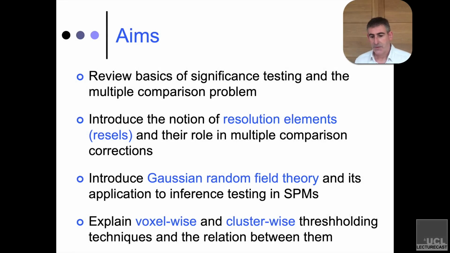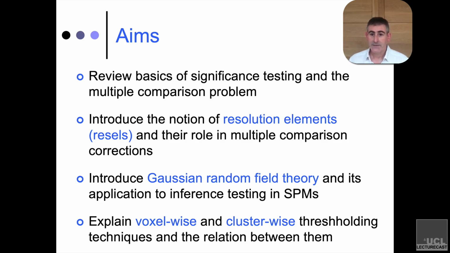So this week's aims are to review the basics of significance testing. I just want to make sure everybody's on the same page. And then I'm going to introduce the idea of a resolution element. We've talked about pixels as picture elements in a 2-dimensional plane, like on a TV or on a computer screen. And then we've talked about voxels as 3-dimensional elements. A resel is also a 3-dimensional element that takes into account some of the practicalities of what we're doing, independent of the actual number of voxels.